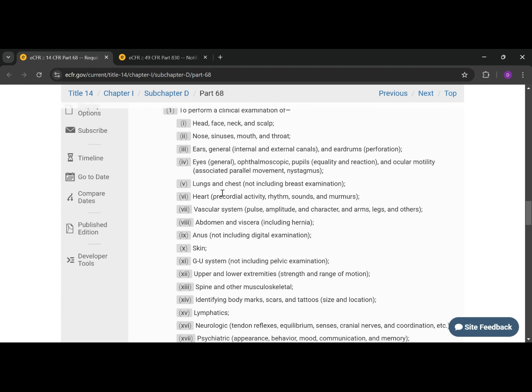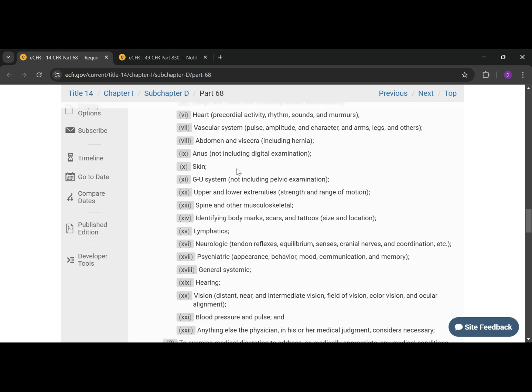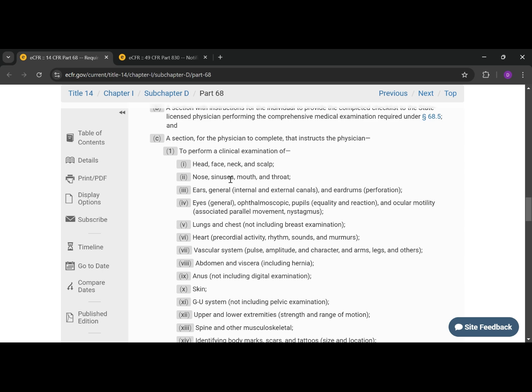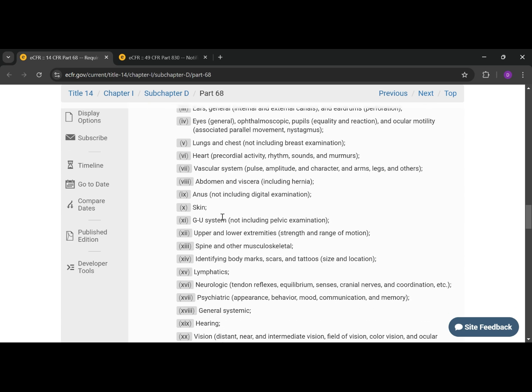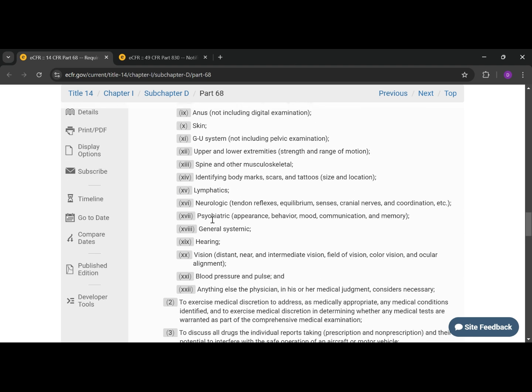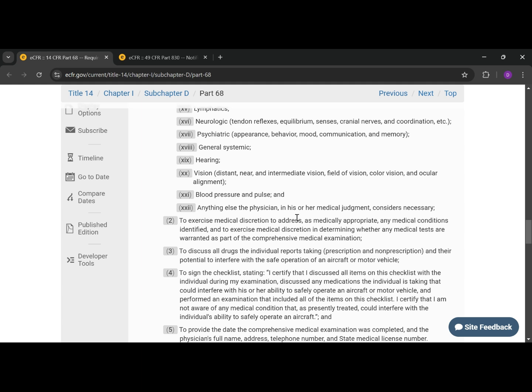Now, I'm not going to read through all this, but you can just glance through that and you'll see that it's literally everything. Anything and everything that a physician could check, they ask you to check, okay? And in addition to these things, the physician can, in his or her medical judgment, check anything else the physician considers necessary. So in addition to these, the physician can check anything they want that they consider necessary.